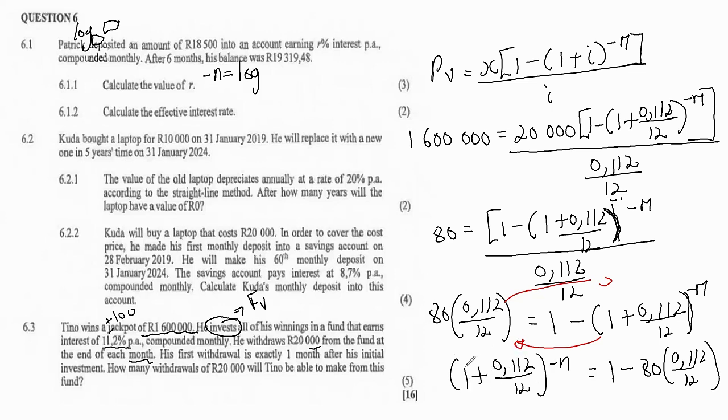So the one on the lower block, you put this number here. So that's 1 plus 0.112 over 12. And then on the upper block, you will put the answer that you get from punching this. So if you punch 1 minus 80 times 0.112 over 12, the answer that you get from here, that's what you put in here, right? So if you have already saved it in your calculator, you can just say answer here.